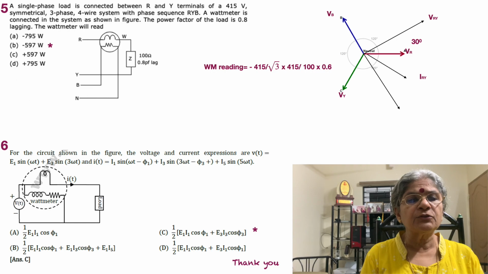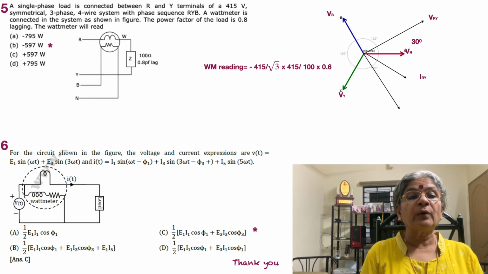Moving to the last of the lot, let's see what's happening here. We are having a current coil connected to a load between R and Y, and we are having a potential coil Bn. So that's the requirement for a vector diagram. And what is asked of us is that a single phase load is connected between R and Y terminals of a 450 volt source.